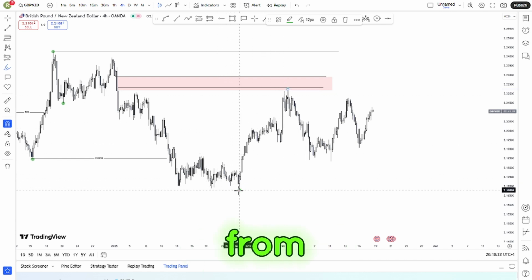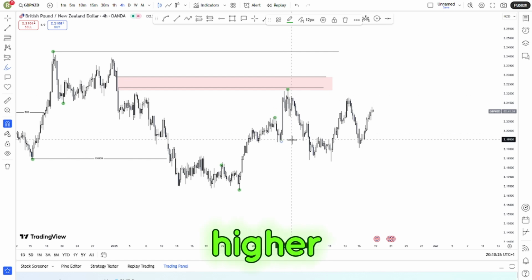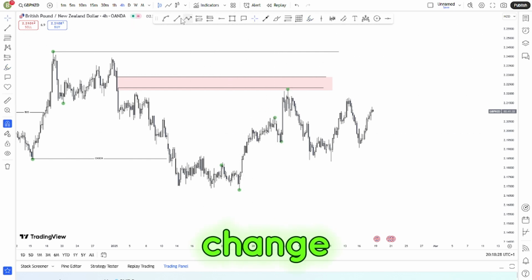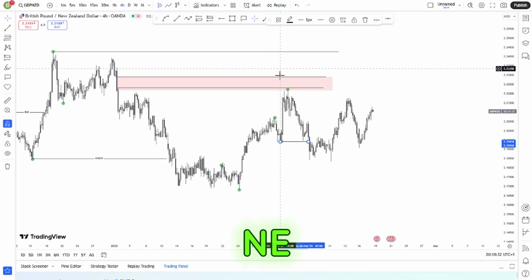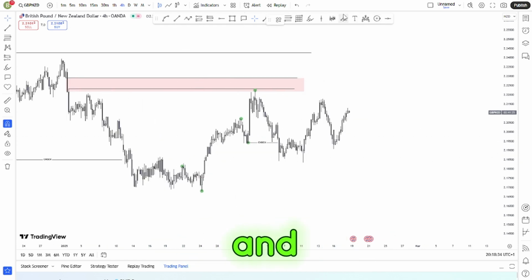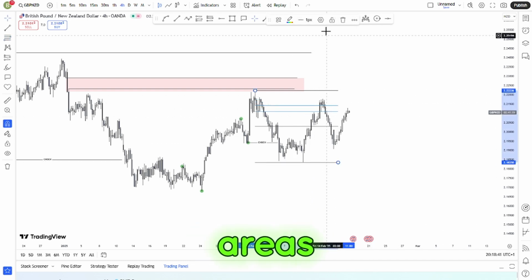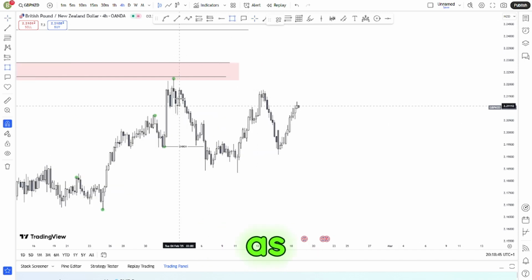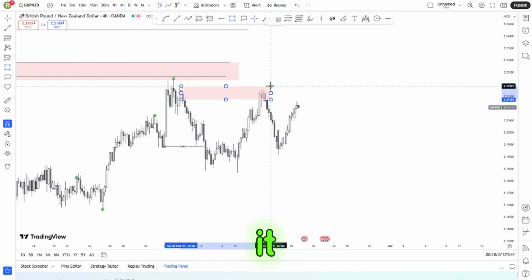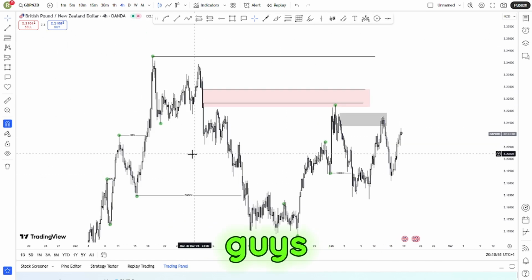As you can see, from this low here we had this high, then we had this higher high, higher low, higher high, then we had the internal change of character, of which that's called a realignment, guys. So the change of character came up, and we used the Fib tool from the high to the low just like this. As you can see, the market went through areas of value and it tapped into this area here, and then we're going to refine it on the lower time frame so that you can see what's happening on the lower time frame, guys.